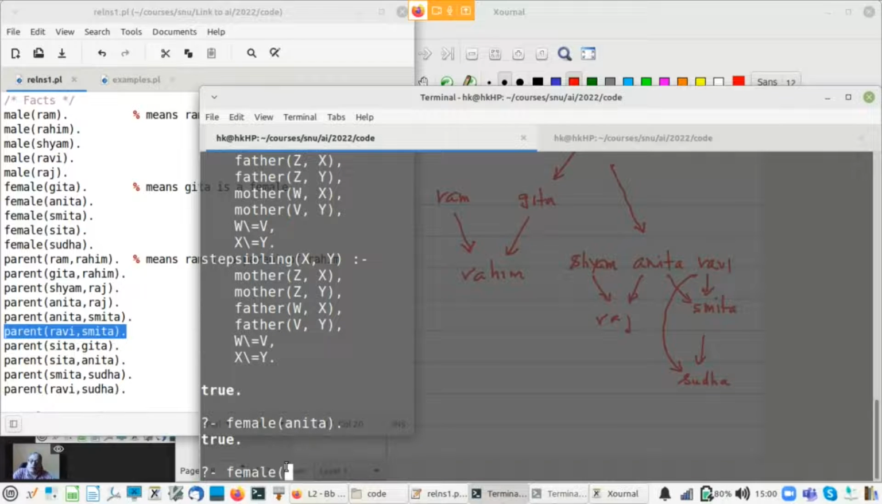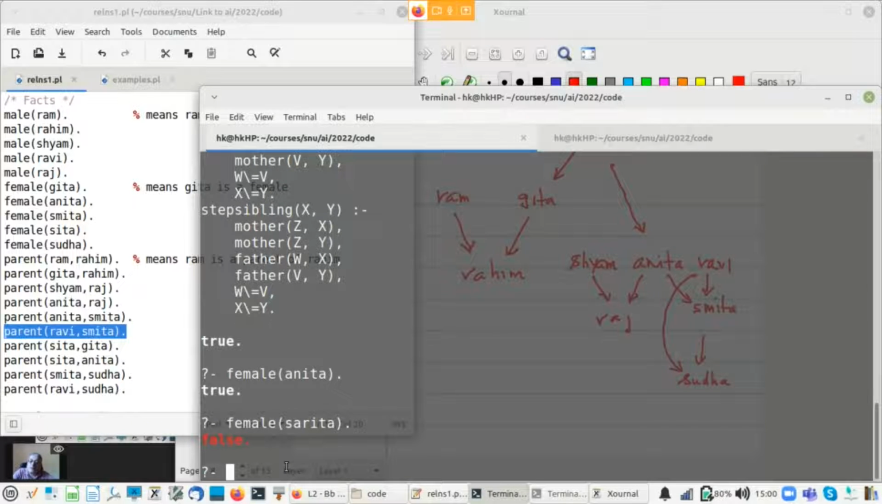Let me say female someone else. I have not asserted this in the database, so Sanita is just not present anywhere. If I say this, it says it is false. So basically this fact is not true.